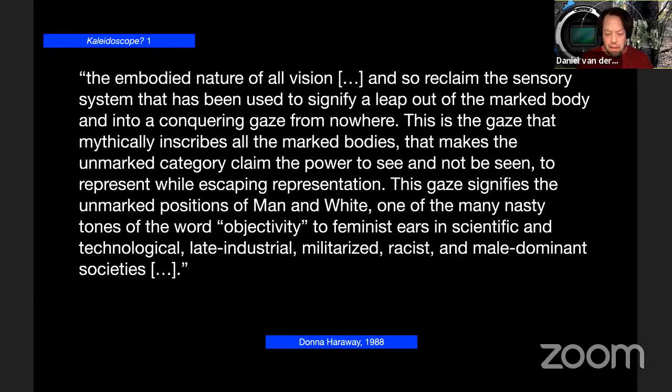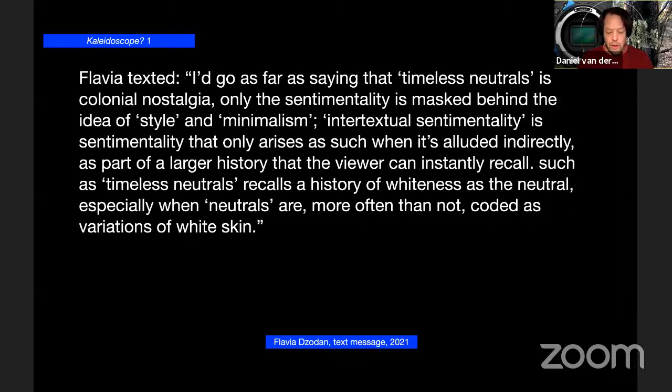While we were texting about sentimentality, Flavia recounted that in many art schools, there appears to be a kind of nostalgia for olden days of Amsterdam's school and 20th century modernism. We could say that this preference is almost seamlessly translated into a kind of Airbnb hipster hotel interiority. So there is an almost fluid transition from the preferences for this kind of modernist cool to this sort of Airbnb gig economy spaces. Flavia texted the following: "I'd go as far as saying that timeless neutrals is colonial nostalgia. Only the sentimentality is masked behind the idea of style and minimalism."